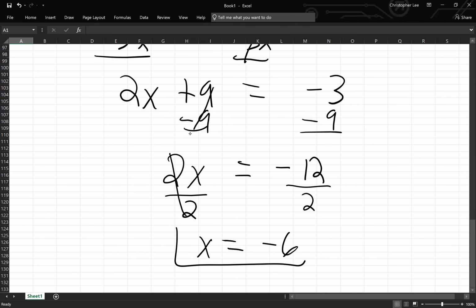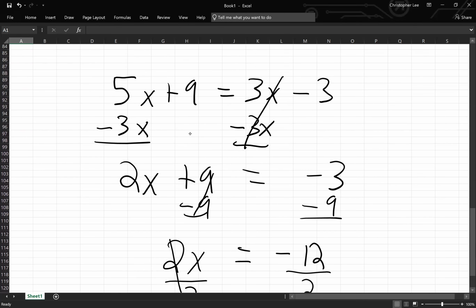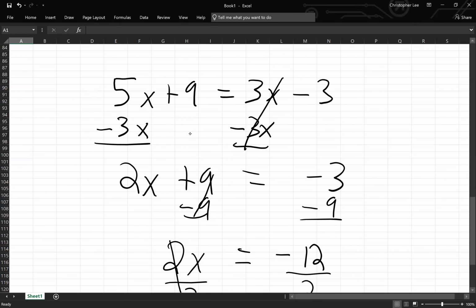-6, right? And that's it, because a negative over a positive is negative. Right there, whichever x, it doesn't matter. You just got to be consistent.